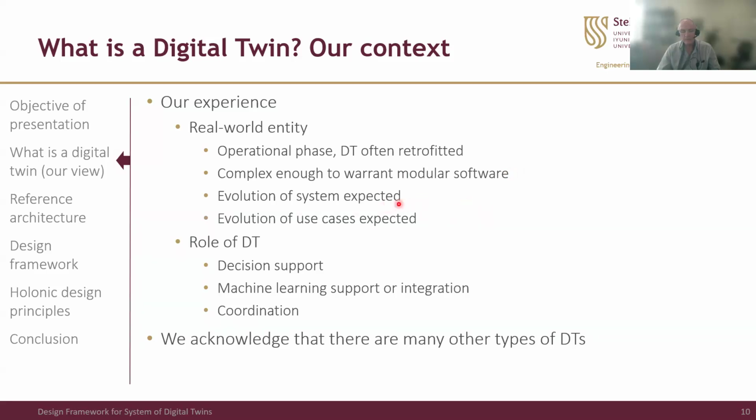The sort of systems we work with, we expect the physical system or the real world system to evolve over time, and we expect use cases to evolve over time. So for us, it is important that the digital twin system must be able to evolve as this physical system or the real world system evolves and as the use case evolves. As I said, our digital twin focus is very much on decision support, although we do some work where the digital twin is there to integrate with machine learning and support the machine learning, aggregating, segmenting the data, preparing the data for machine learning type analyses. And we've also done some work, and our architecture does work for that as well, for coordination, where the digital twin will drive activities. As I said, we acknowledge that there are many other types of digital twins, but that's what the focus is for today.